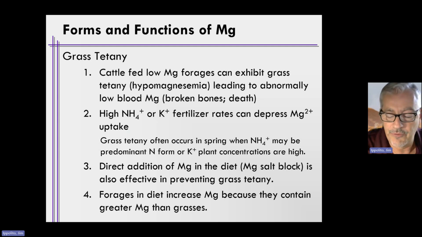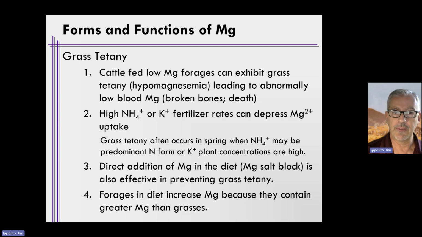So this is going a little bit backwards in the notes, I realize that, but I also wanted to bring up several points of forms and functions of magnesium that don't quite fit in directly with magnesium deficiencies themselves. For example, the main point I want to make is something called grass tetany. Grass tetany is an issue in ruminants, when ruminants are being fed low magnesium forages.